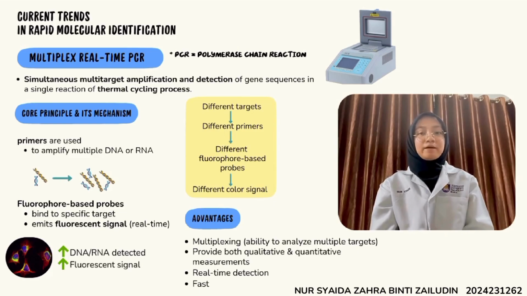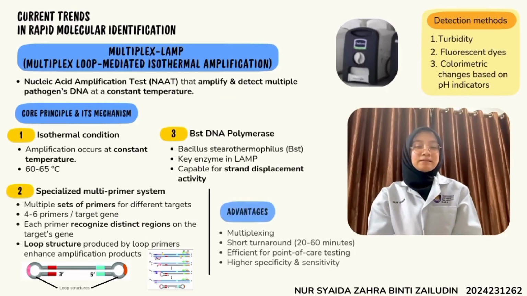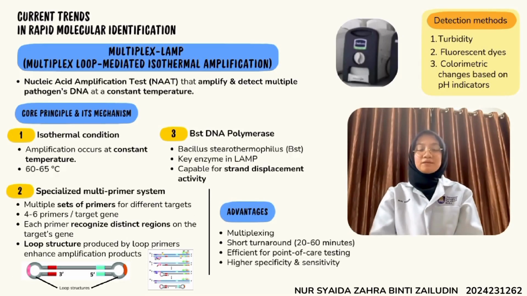Amplification is done by the primers, while detection of DNA is shown by the intensity of the fluorescence signal produced by fluorophore-based probes. Increasing DNA amplification will increase the fluorescent signal emitted, indicating the presence of the target DNA. The advantage is that it allows for rapid detection of many sepsis-causing organisms in one run, with both qualitative and quantitative measurements. Next is multiplex LAMP, which also amplifies and detects multiple pathogen DNA but at constant temperature.